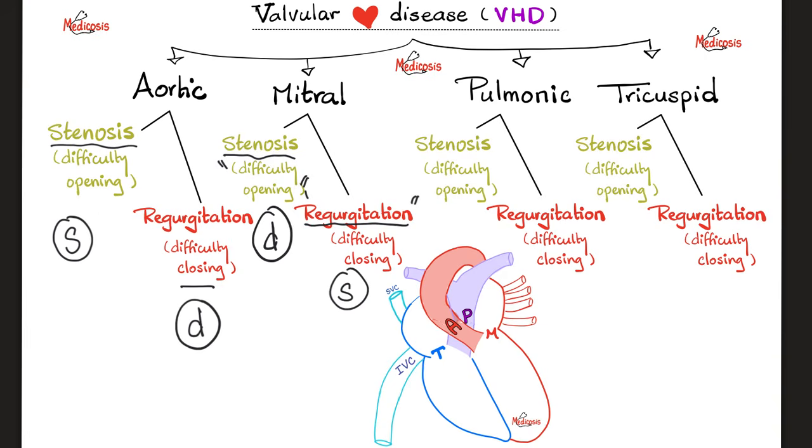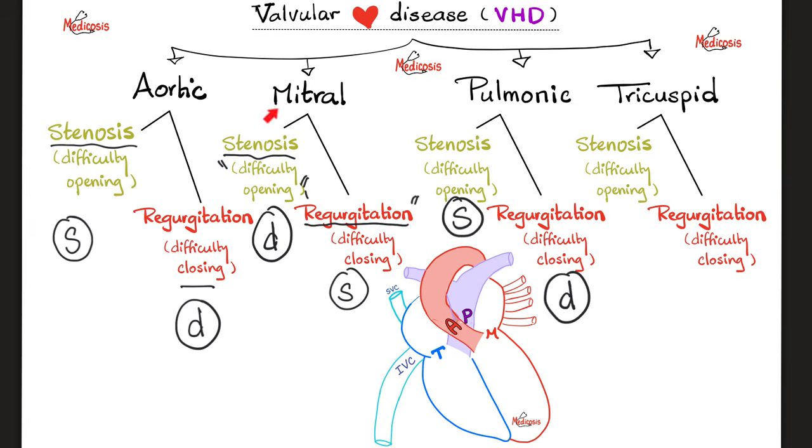And then when you play the same game, the pulmonic valve, just like the aortic valve, is supposed to open during systole. That's why pulmonic stenosis is a systolic murmur, whereas pulmonic regurgitation, difficulty closing, the pulmonic valve is supposed to close during diastole to prevent the backflow of blood from pulmonary artery to the right ventricle. That's why pulmonic regurge is a diastolic murmur.